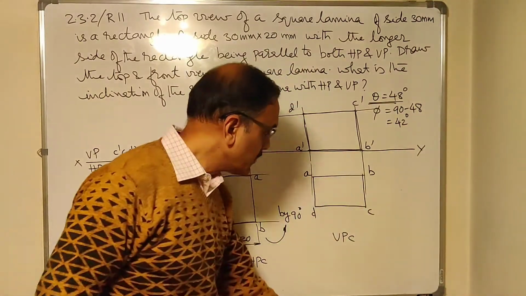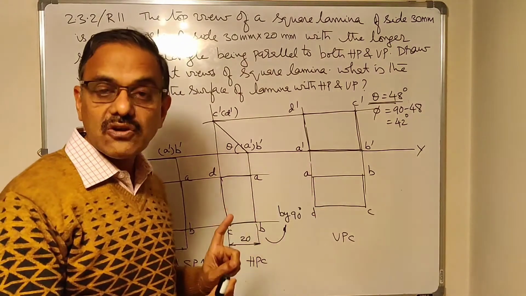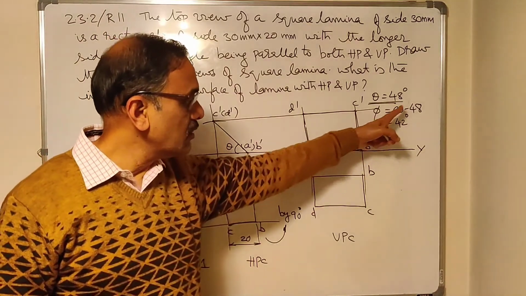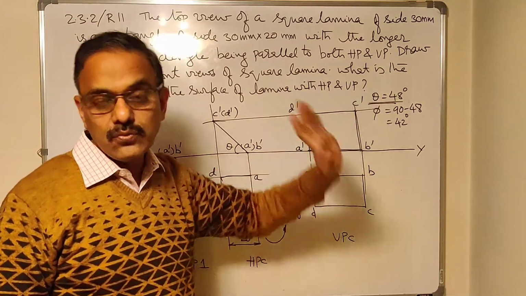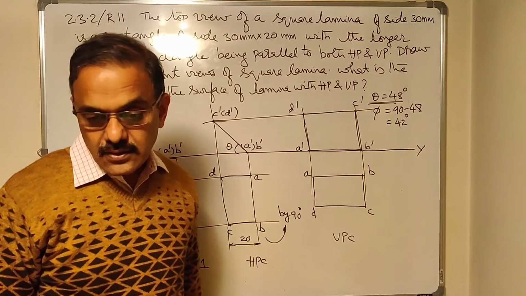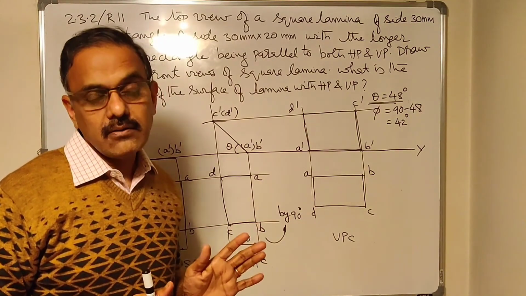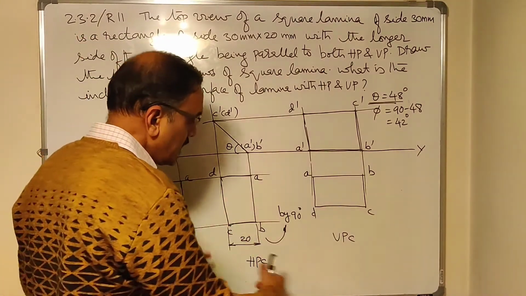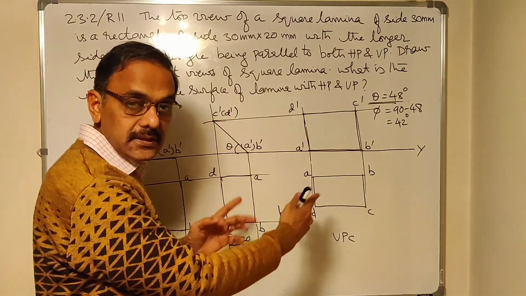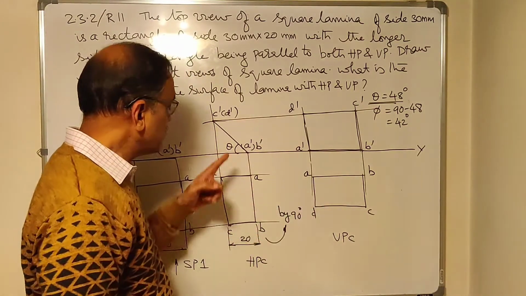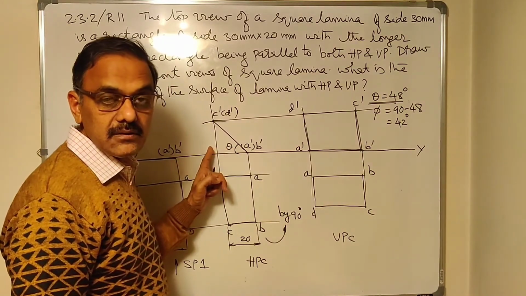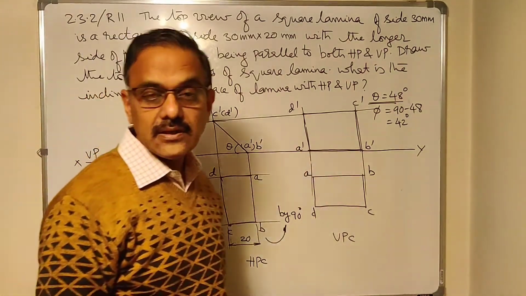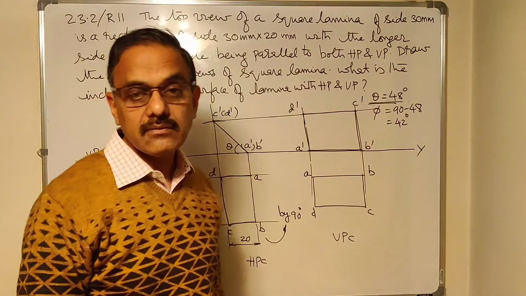So though you are not able to visualize it in 2D, you are able to visualize it in 3D. That's why you can straight away write phi is equal to 90 minus 48, which is equal to 42. So this point you should remember. That point is this: whenever the top view is rotated by 90 degrees in the third step, and if theta is the inclination of the surface with HP, the inclination of the surface with VP phi is given by 90 minus theta. This is a very important point.